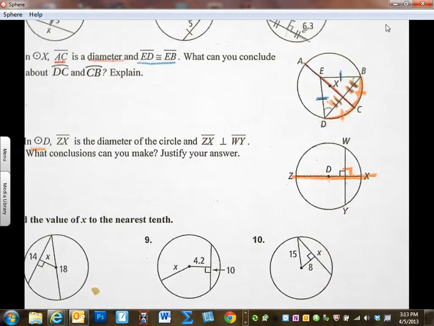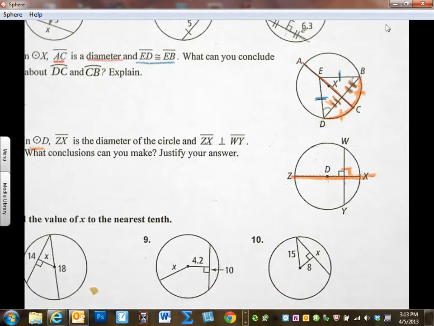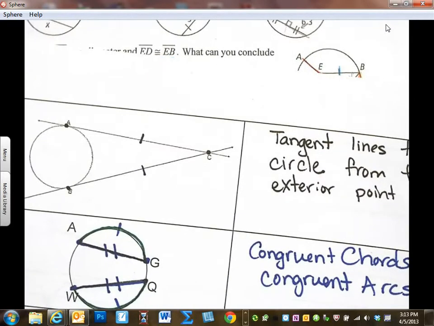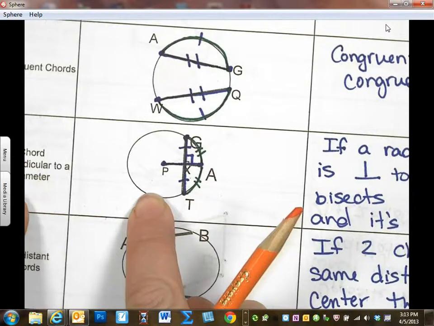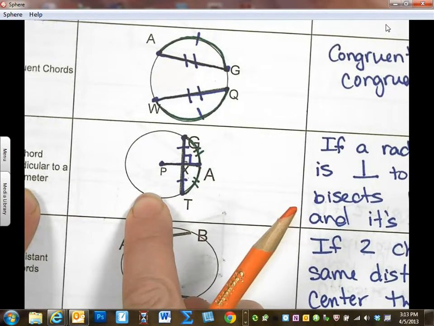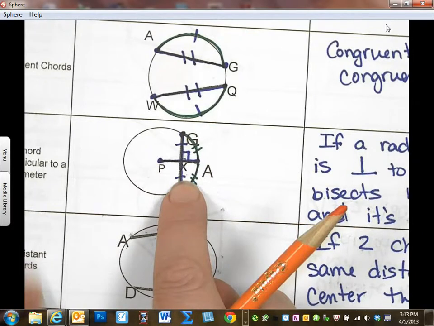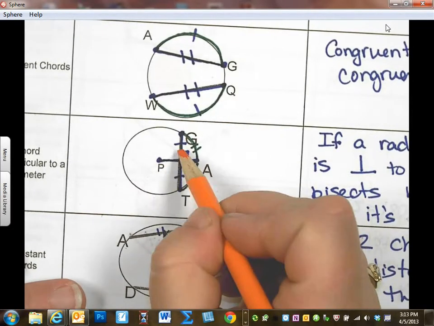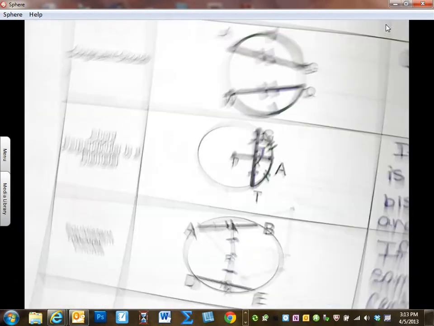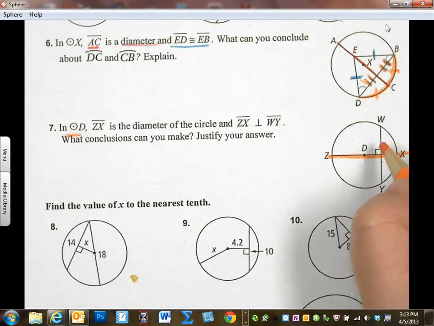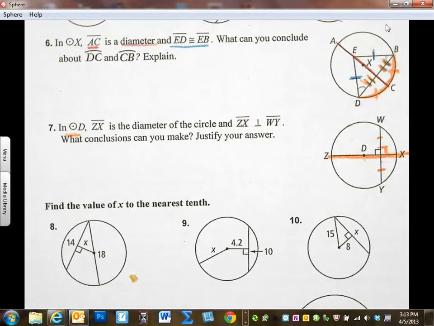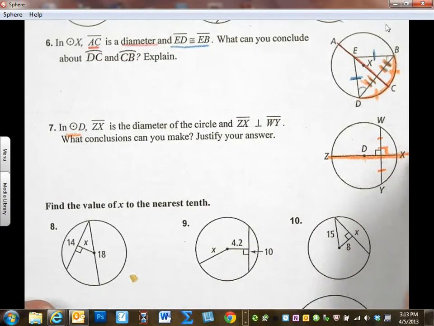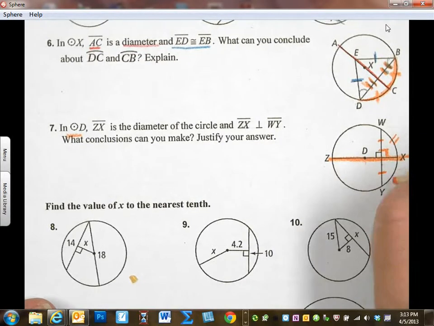Well, if it's perpendicular, what does it do? If you can't remember, hopefully you can pull out your notes and you can look. Oh, look, what we talked about today. We said if you have a chord that's perpendicular to a diameter, then we know that we're going to have these be perpendicular. So we know that this is going to be congruent to this. Okay? I also know that this is going to be bisecting that arc.